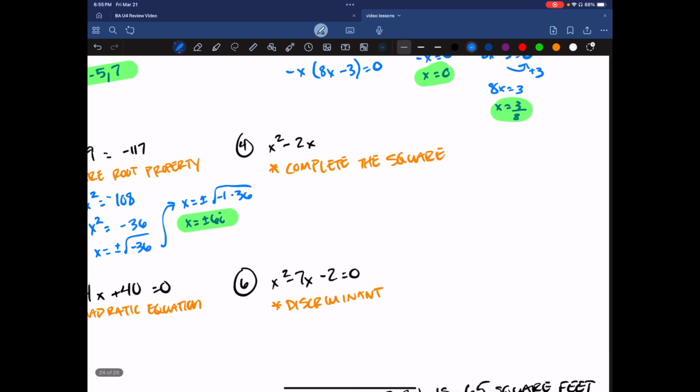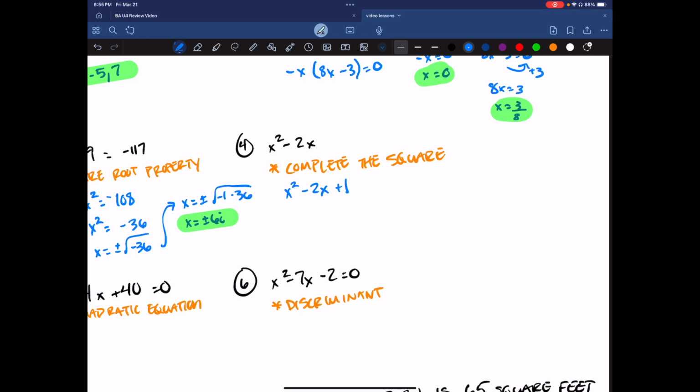Now, completing the square. I feel like completing the square gets a bad rap, but it's actually kind of fun if you think about it. Let me work the problem, and then I'll explain to you why we call it complete the square. Okay, so what I want to do is I got x squared minus 2x. That's my original. I want to find a third term that allows us to factor nicely. And I want to do that by taking that middle term, -2, and dividing by 2, which will give me -1. And then I'm going to square that.